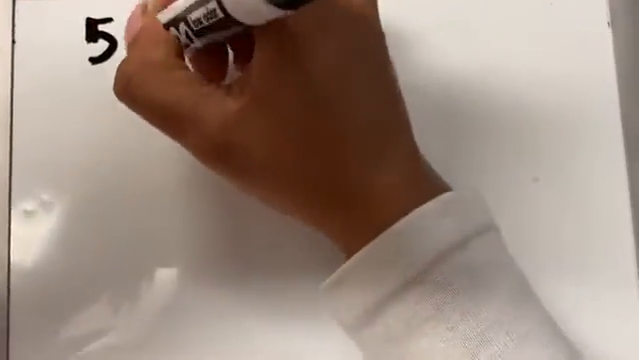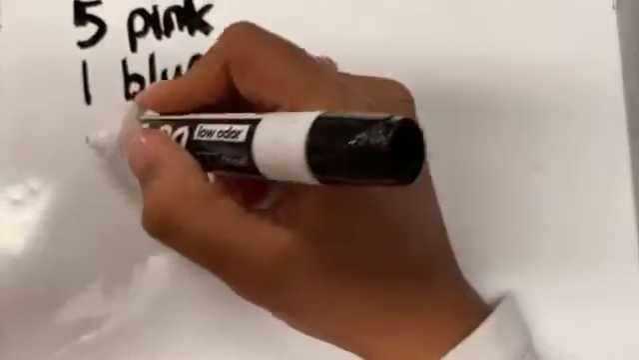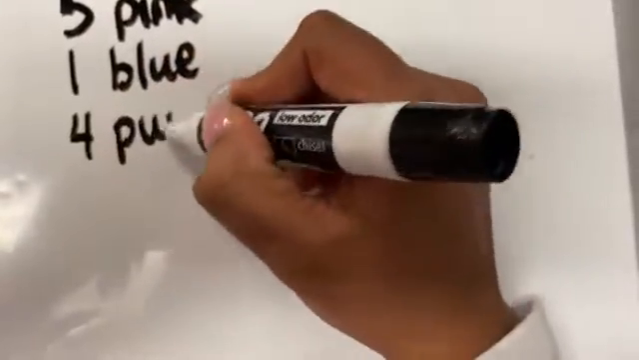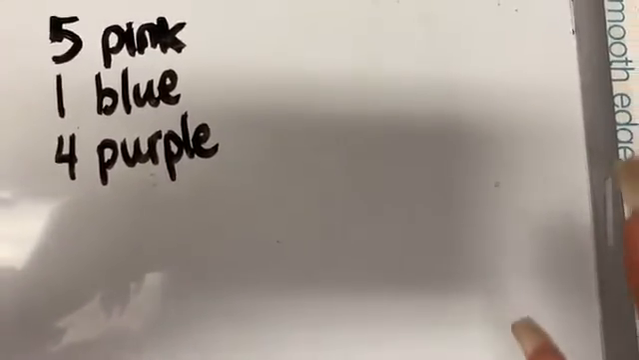Okay, so the first thing I want to do is write out everything I remember from the problem. So I'm trying to get all my facts together so I know where to start. So what I do know is that she has 5 pink bows. I'm just going to write 5 pink. She has 1 blue. She has 4 purple. And she wants to choose 1 random bow from the box.